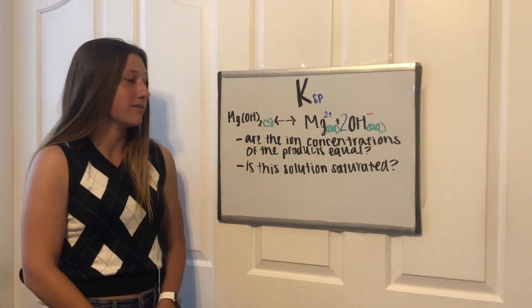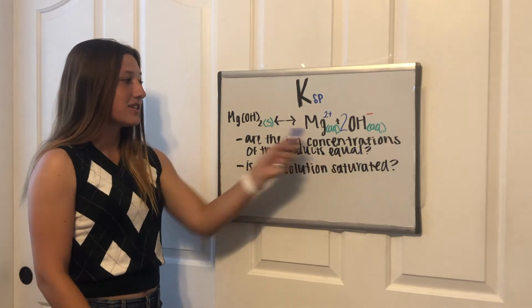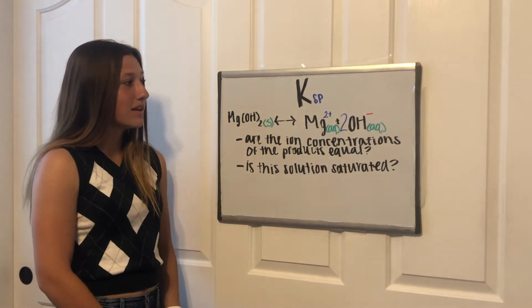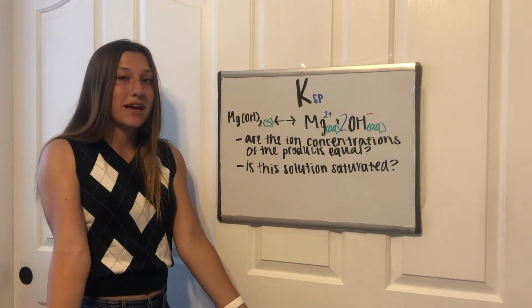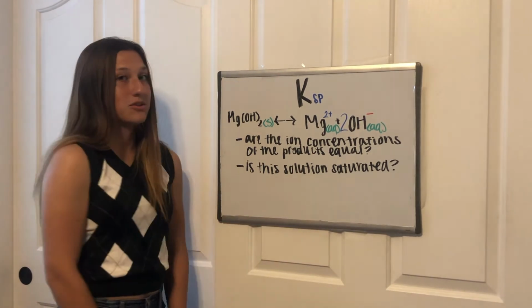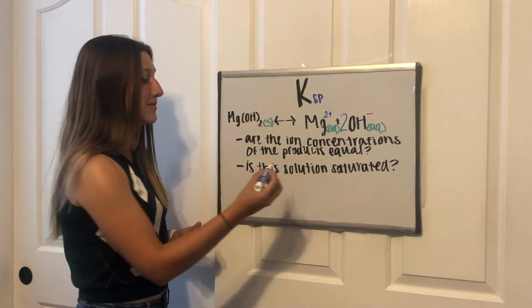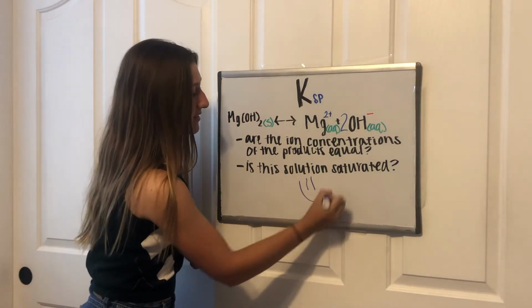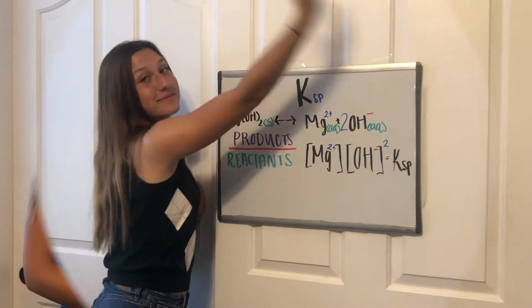Now, we have to go over 2 things to make sure that we can solve for the K constant for this equation. Are the ion concentrations of the products equal? No, so it's going to make it harder for us, but it's still possible. And is this solution saturated? Yes, which means we're all good with this one.